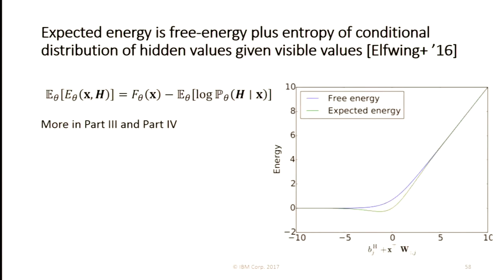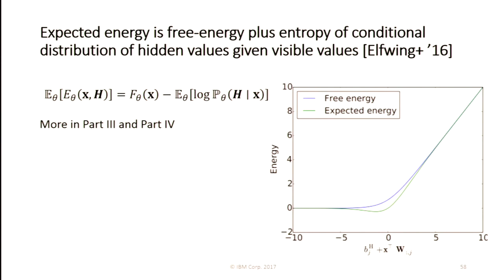There is an interesting relation between this expected energy and free energy. The expected energy is equal to the free energy plus the entropy of the conditional distribution of hidden values. If you plot it, we see that when the hidden value is close to deterministic, free energy and expected energy are essentially the same thing. But as we have more randomness in hidden values, there are some differences in these two quantities.